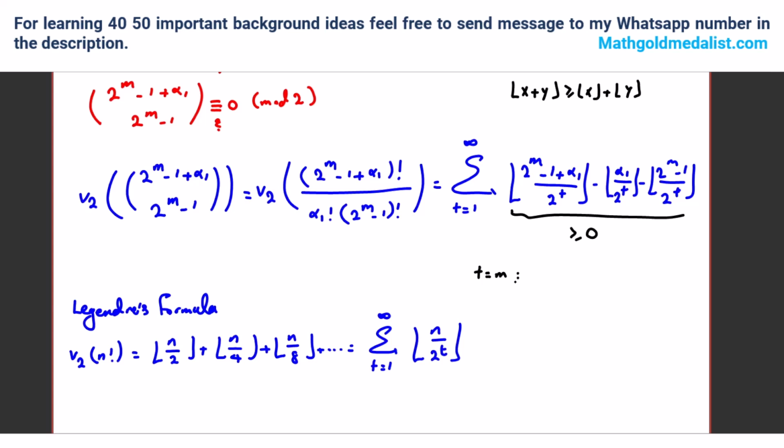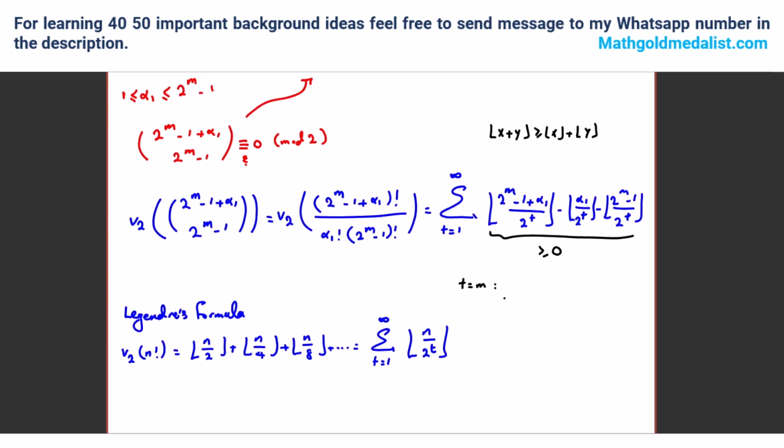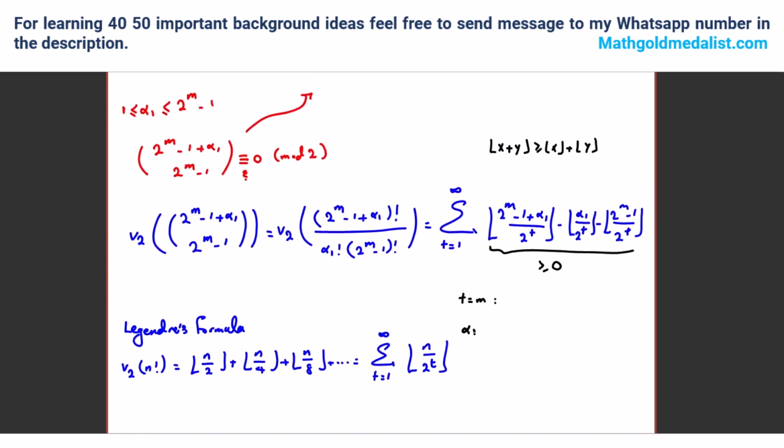Oh, because alpha 1 is between 1 and 2 raised to m minus 1. And so the two minuses become 0. And then the first part becomes, it's between two numerators between 2 raised to m and 2 raised to m plus 1 minus 1. Or minus 2, sorry. And so we know alpha 1 is at most 2 to the m minus 1.